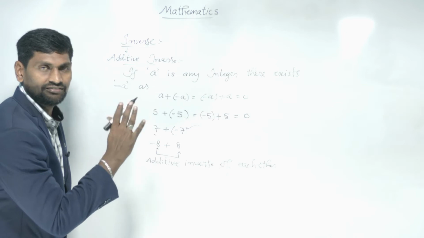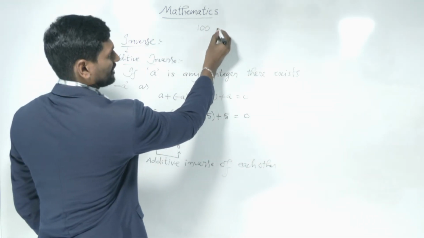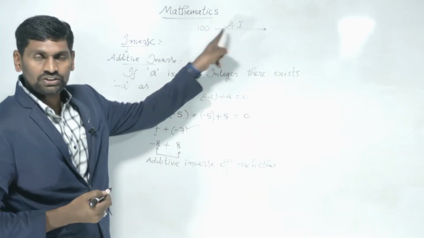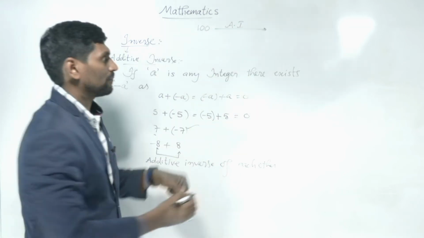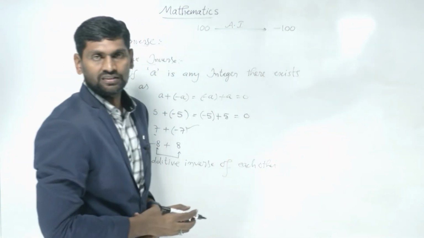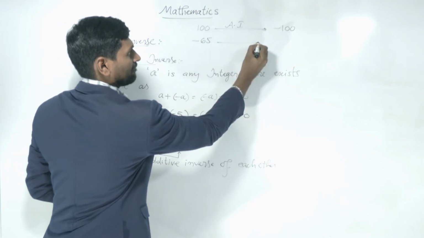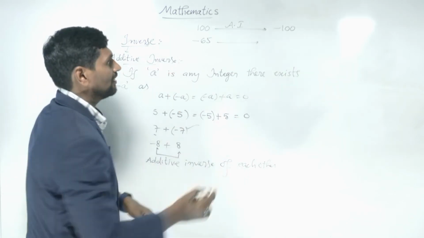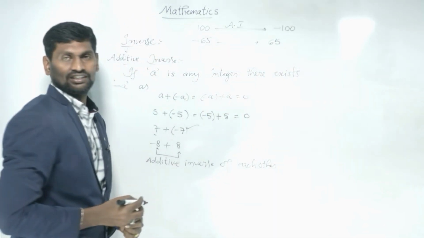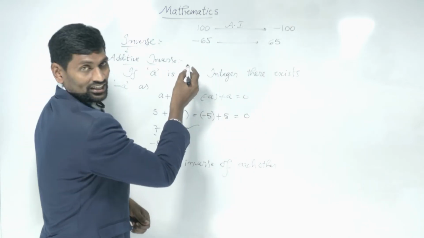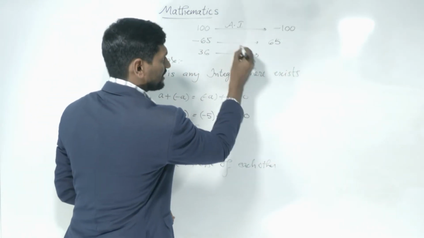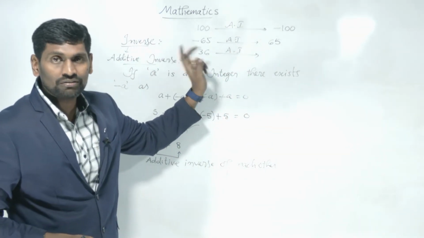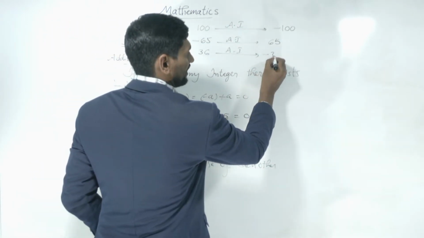Okay, very good. Now for 100, what is the additive inverse? I am writing a shortcut: A means additive inverse. For 100, the additive inverse is minus 100. For minus 65, the additive inverse is 65. Okay, 36 additive inverse, say the answer. Minus 36.